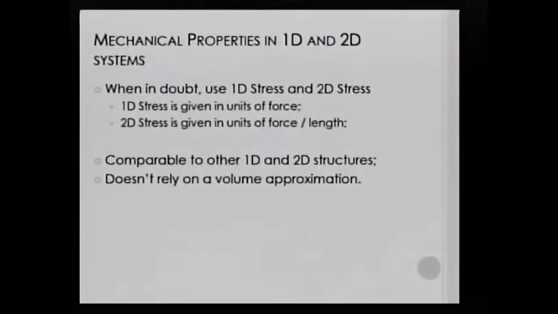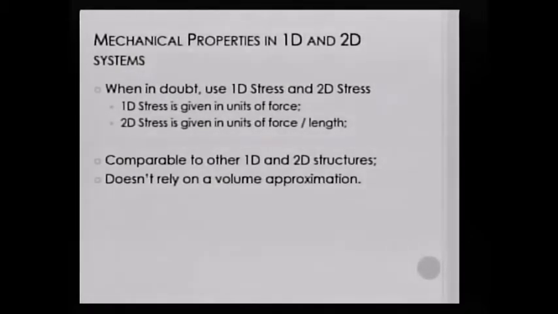And also the option of using what is called 1D stress and 2D stress. These are used so you don't have to guess what the volume of your structure is. In this case, you can compare different one-dimensional structures by their 1D stress or two-dimensional structures by their 2D stress. So one-dimensional stress is basically given in units of force. So when you have the 1D rupture stress, it is basically the force you need to apply on a one-dimensional material in order to rupture it.